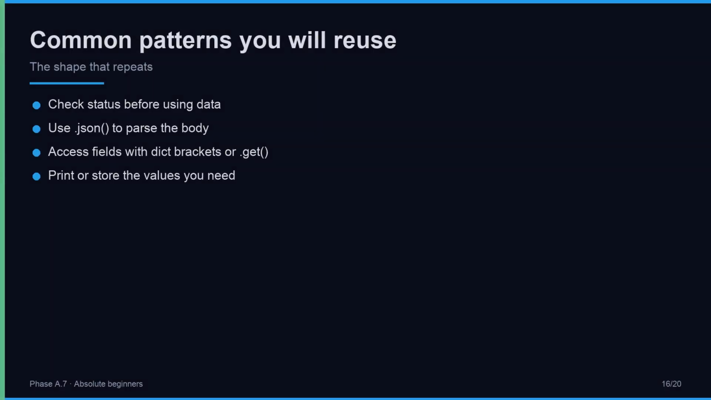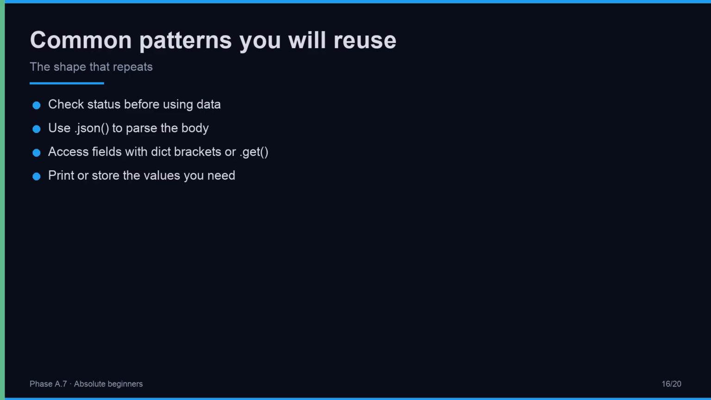First, always check the status code before trusting the data. A 500 response has a body, but it is not the data you wanted. Second, call .json to turn the text into Python data. Third, access fields with square brackets when you are sure they exist, and with .get when you want a default. Fourth, print the values you care about, or store them in variables for later use. These 4 patterns cover most beginner API work. Master them, and you can fetch data from almost any public API in the world.